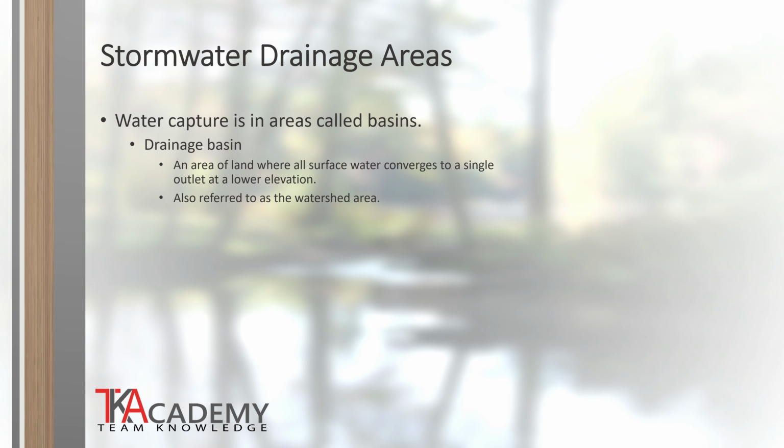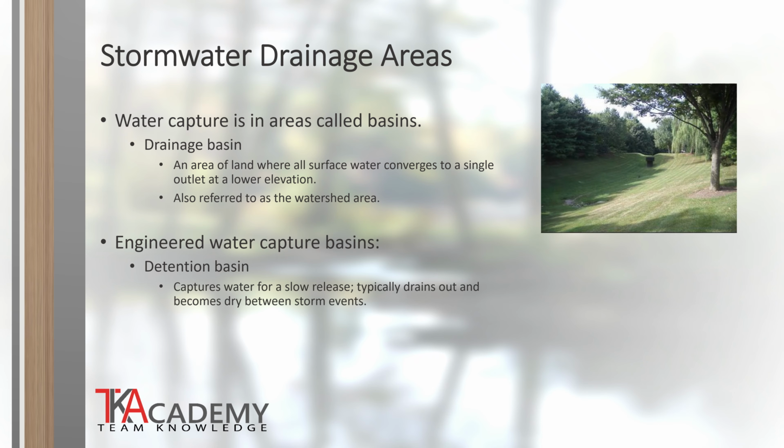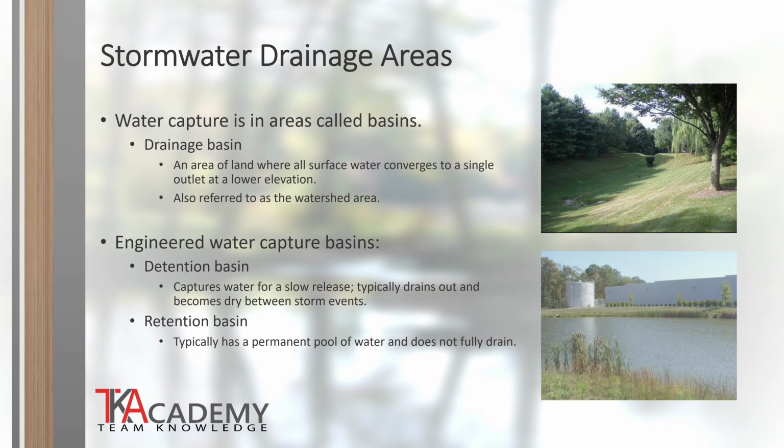Basins and watershed areas do occur naturally, but they can also be engineered on the site to capture water. Engineered water capture basins have two purposes. A detention basin captures water for slow release, and typically drains out to become dry between storm events. And a retention basin has a permanent pool of water and never fully drains.